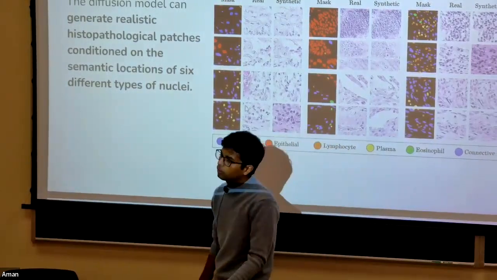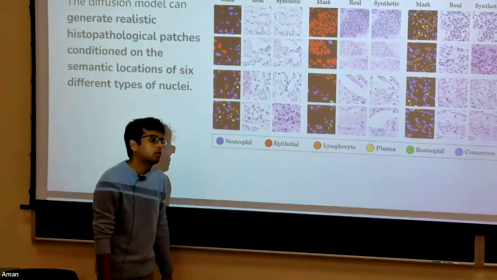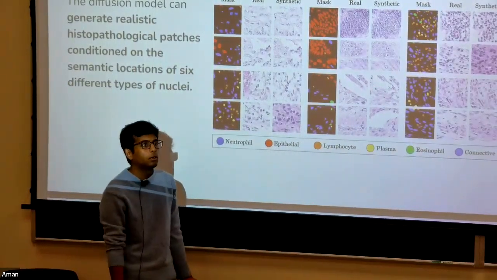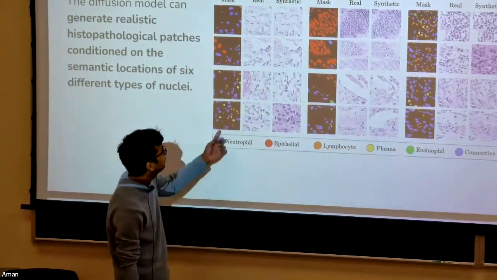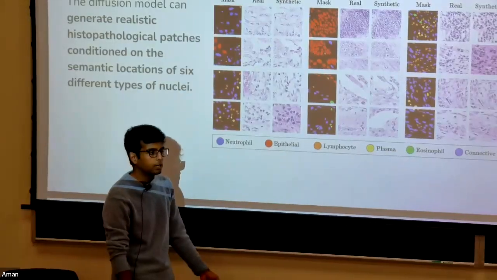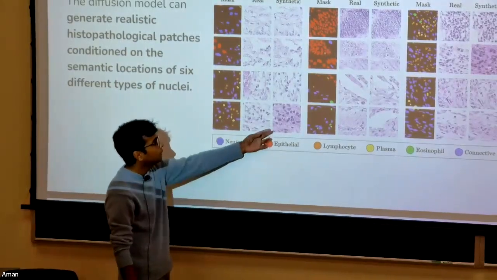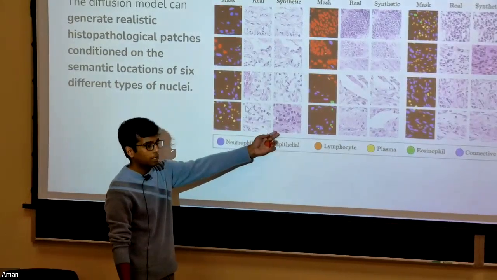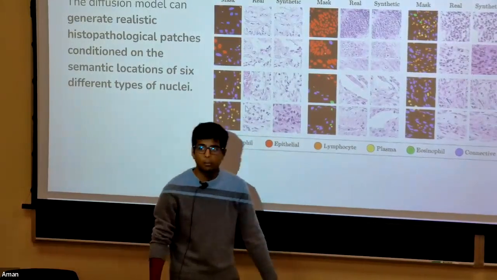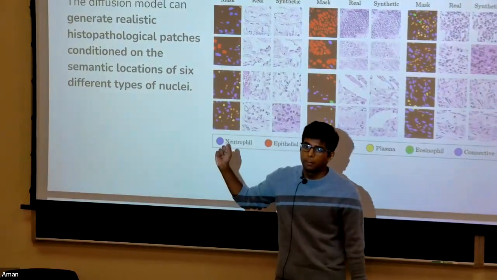So the use of a model like this is that if you have a certain number of paired image and mask pairs, you can train a model like this, and then the model can randomly generate any realistic patch which does not exist in the dataset but agrees with the mask that you give it, right?